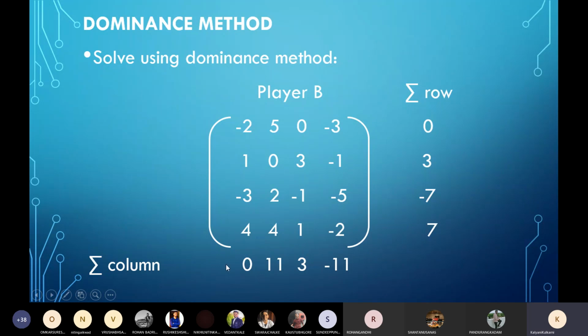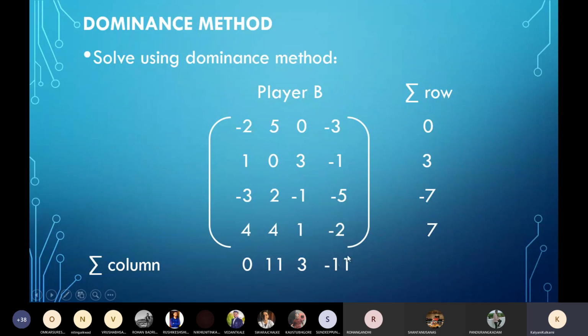Similarly, the summation of each column. Column 1: minus 2 minus 3 is minus 5, plus 1 is minus 4, plus 4 is 0. Column 2: 5 plus 2 is 7, plus 4 is 11. So 11 is column 2. Column 3: minus 1 plus 1 is 0, 0 plus 0 and 3, so it is 3. Column 4: minus 2 minus 5 is minus 7, minus 7 minus 3 is minus 10, and minus 10 minus 1 is minus 11.